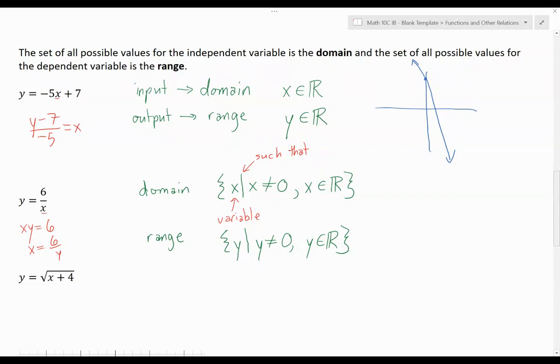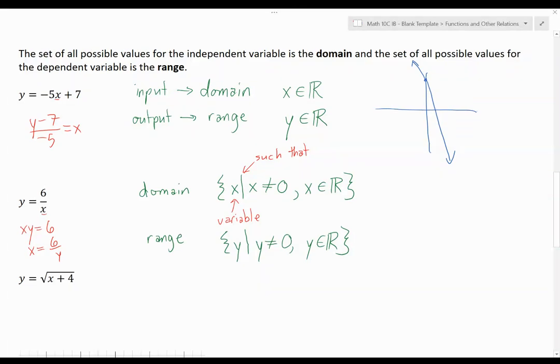But one thing I can never get is 0. The only way to get 0 in a division is if I do 0 divided by something. So 6 divided by something is never going to be 0. And that's why y cannot equal 0.